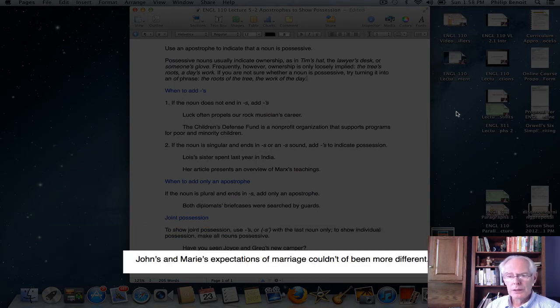Now, when it's individual possession, as it is in this next particular example, John's and Marie's expectations of marriage couldn't have been more different. It shouldn't be couldn't of, it should be couldn't have. I think something happened there when I was dictating this. So we'll just fix that so we aren't confused about that little problem.